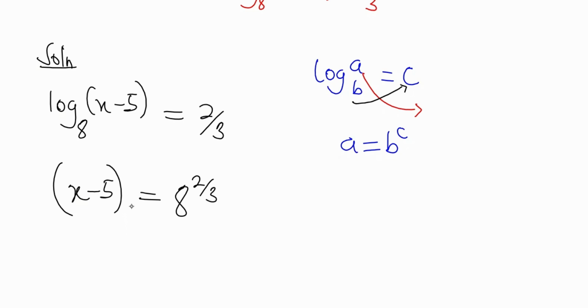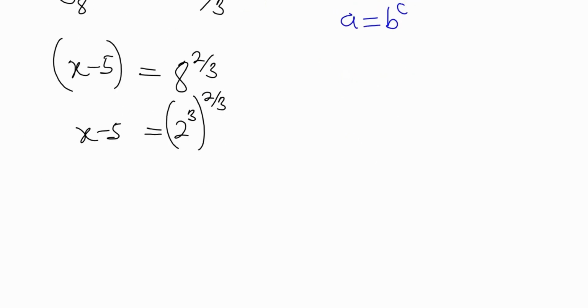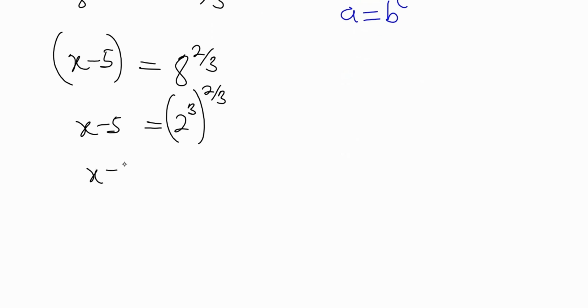Having known this, we can see at the right hand side that 8 can be expressed as a power of 2. That is, 2 exponent 3 gives us 8. And then we have our existing exponent as 2 out of 3. So we have x minus 5 here. To continue simplifying the right hand side of the equation, we can see that the 3 here, take off this 3, and we are left with 2. So that becomes 2 exponent 2.